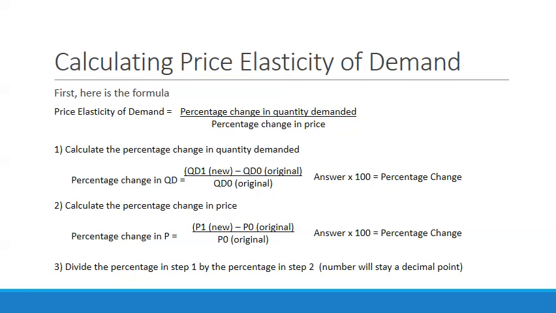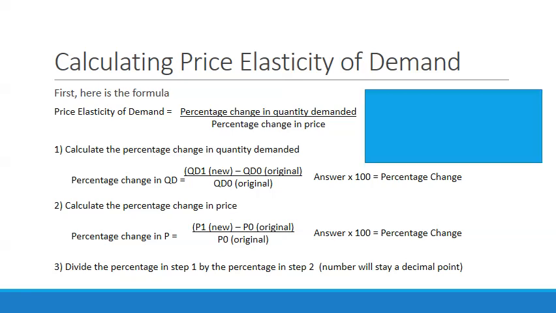So divide the percentage in step 1 by the percentage in step 2. We want to keep it as a decimal here, so we're just going to manage the decimal. Now, this is what we end up with. Numbers less than 1, like say a 0.8, are inelastic. Numbers greater than 1, like 1.2, are elastic. Most of the time, numbers will be inelastic. So when you calculate this, if the number is less than 1, it's inelastic. If the number is greater than 1, then it's elastic.